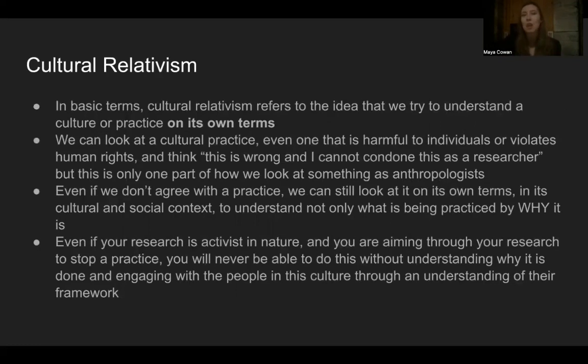In basic terms, as I've mentioned probably five times now, it refers to the idea that we try to understand a culture or practice on its own terms. So when we look at a cultural practice, even one that we might know is harmful to individuals or violates human rights, it's important to distinguish between moral relativity and cultural relativity.